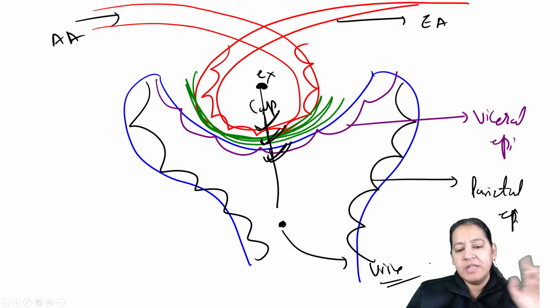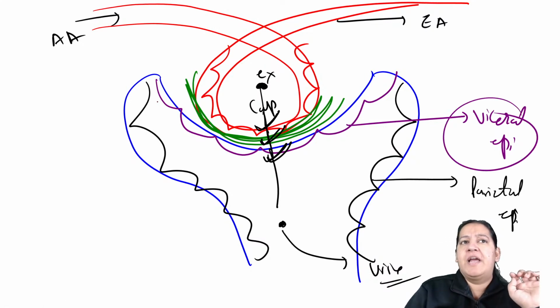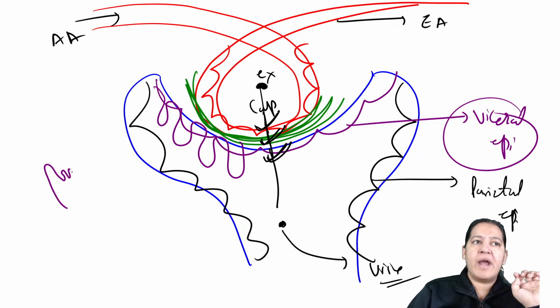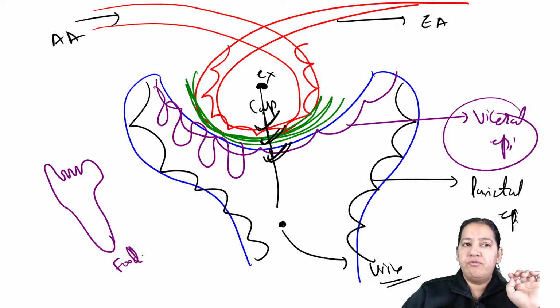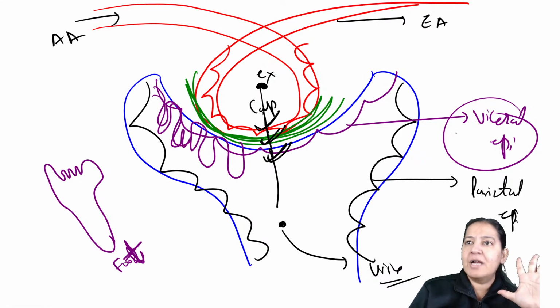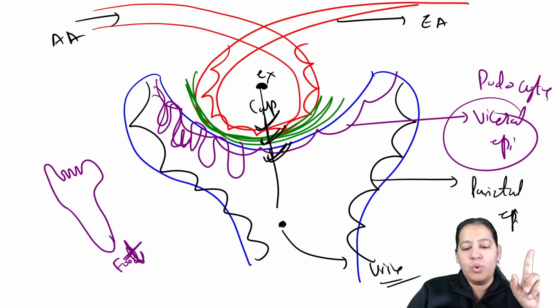One more thing I would like to add here. What is the shape of this visceral epithelium? Actually, the shape of this visceral epithelium is in the form of a foot. You know, a human foot, this is the toe and these are the fingers of the human foot. The shape is like the foot of a human, right? That's why these are known as podocytes. Podo means foot. That's why these are known as visceral podocytes.